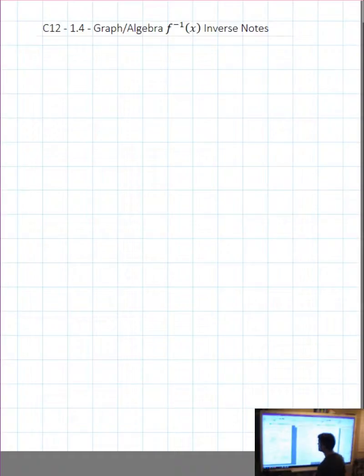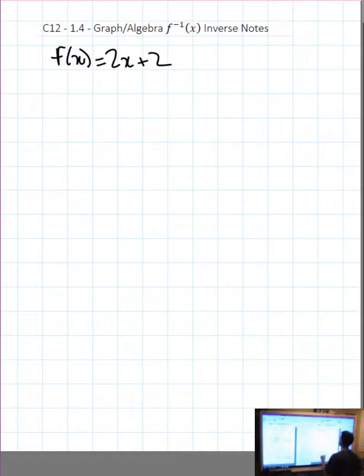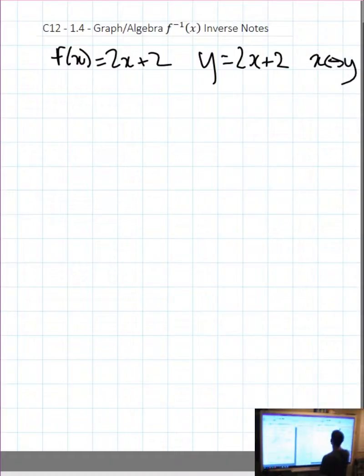All right, a second ago we saw what we are doing with the inverse, and that's switching x and y. So now let's take f of x equaling 2x plus 2. I like y equals, so I'm going to go for y equals 2x plus 2. And I know that the inverse method, f inverse, is switching x and y. So if I switch x and y exactly as it sounds, anywhere I see a y, I put an x, and anywhere I see an x, I put a y. Switching x and y.